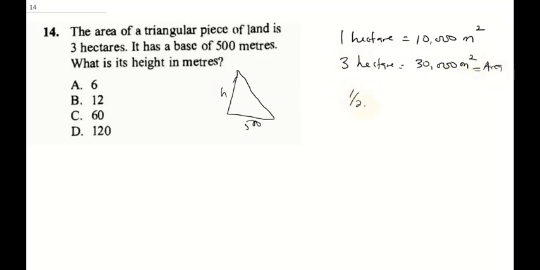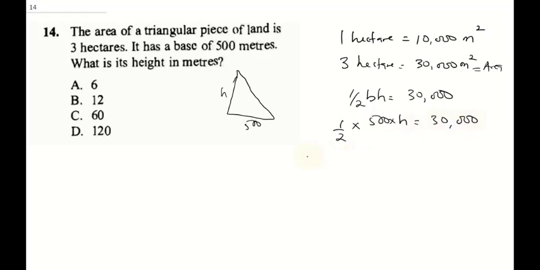Area is what? Half base times height, which is equal to what? 30,000. So for us to do this, we're going to do half times. Now the base is what? 500 times the height, which is what? 30. Okay, which is equal to 30,000.